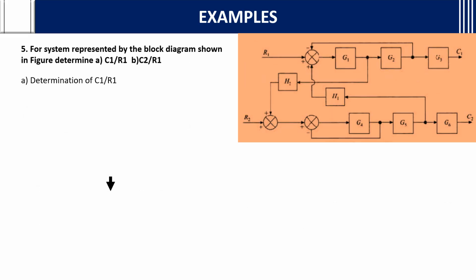Next question. For the system represented by the block diagram shown in the figure, determine C1 by R1 and then C2 by R1.